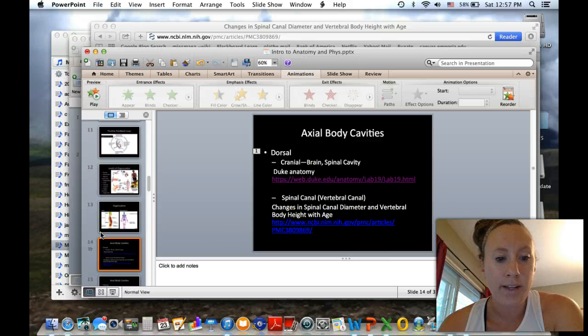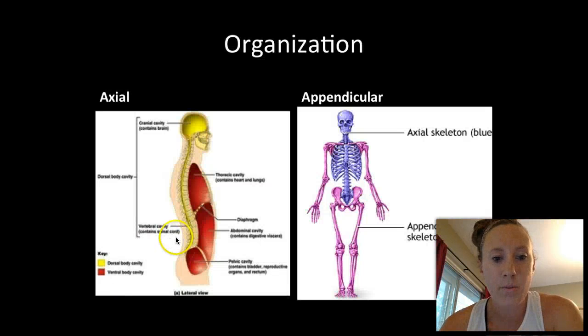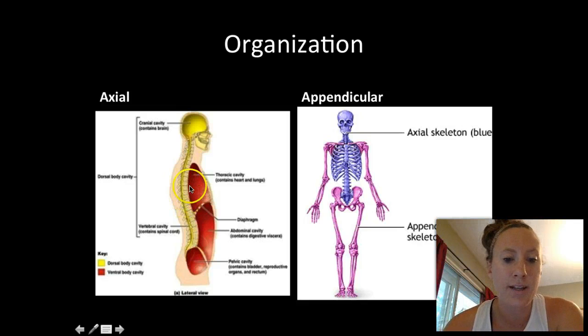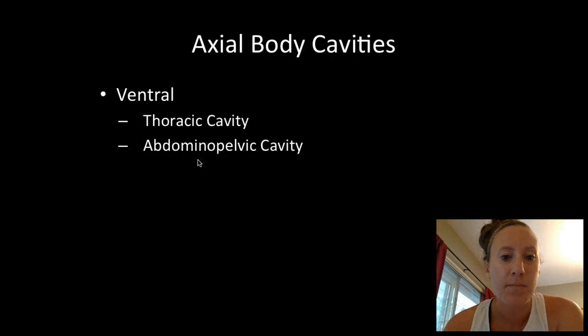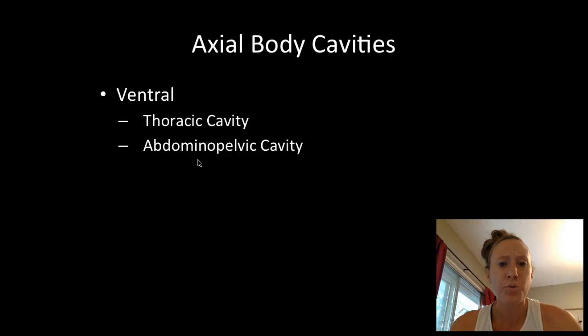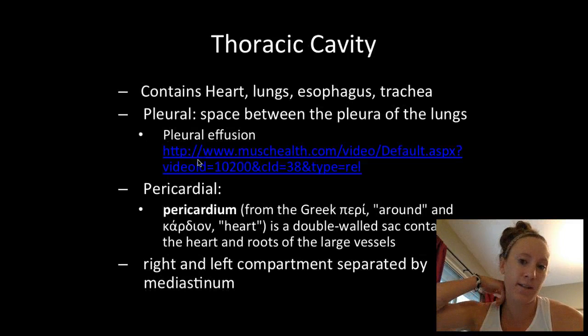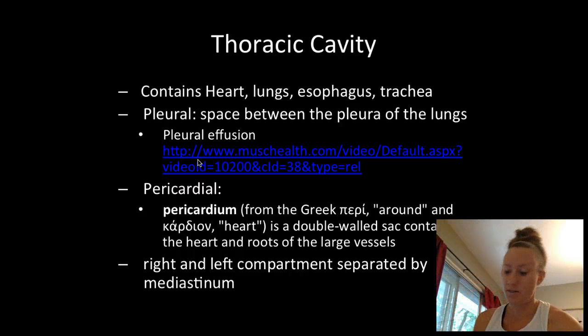So, axial body cavities. Let me go back to this. Axial body cavities, the dorsal cavities, these ones in yellow. We have cranial, we have vertebral. Now let's look at the ventral body cavities. Those are these ones here in the front. Ventral meaning front, dorsal meaning back. Remember, dorsal fin on a shark, that's on the back. All right, ventral, and there's two main regions, really three, but we have the thoracic cavity and the abdominopelvic. In the thoracic cavity, you have your heart and lungs, and esophagus and trachea.